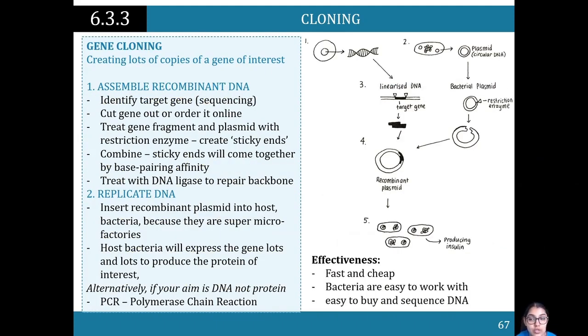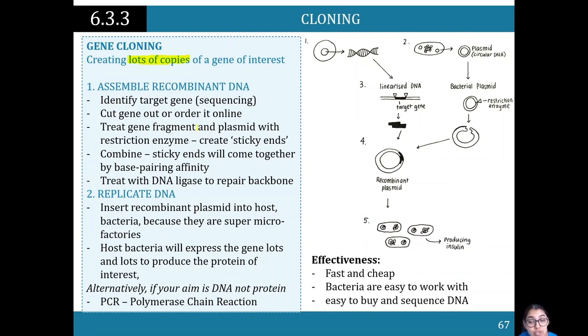Gene cloning. So, gene cloning, how do we do it? We essentially are creating lots of copies of a gene of interest. Lots of copies of a specific gene, okay? So, essentially, we assemble recombinant DNA, so we identify what the target gene is. We cut the gene out or order it online.